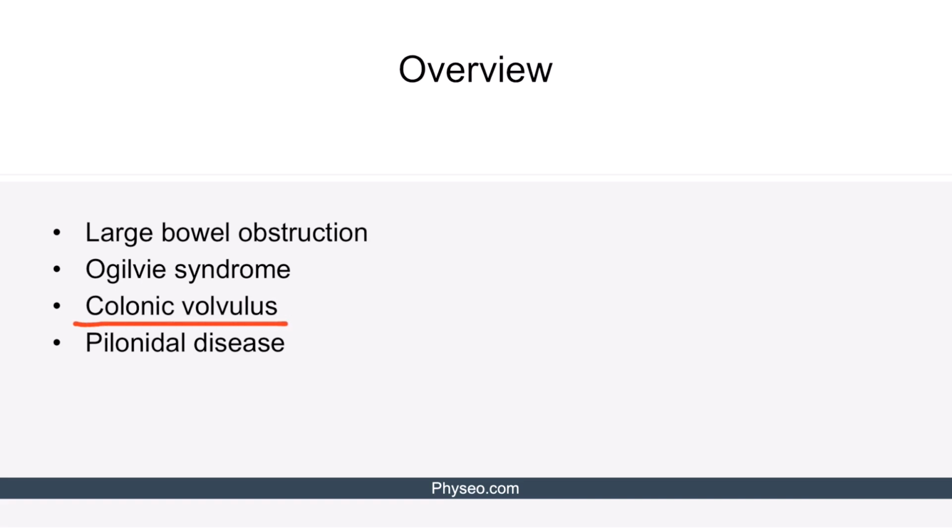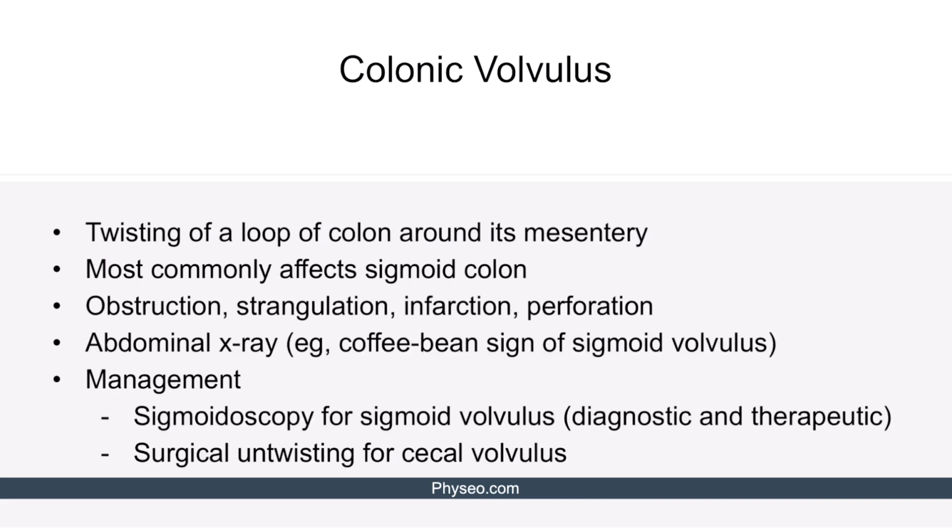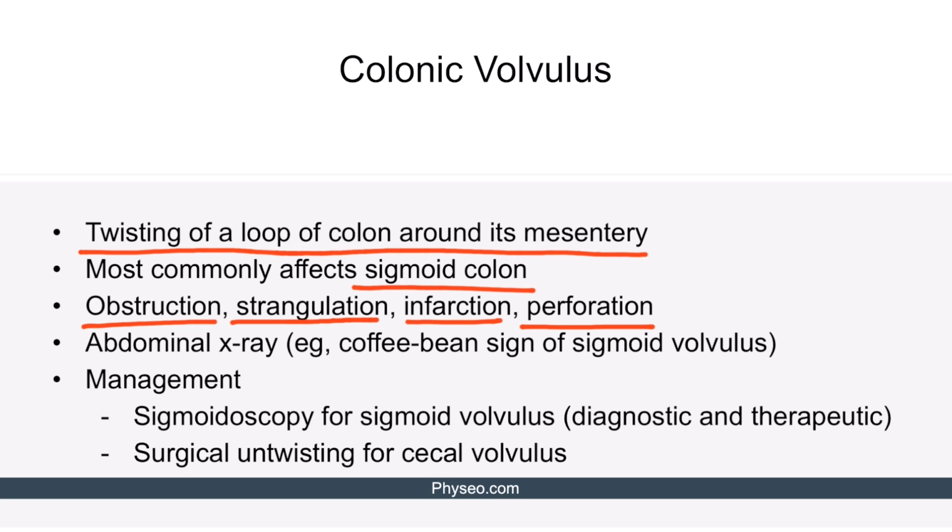Now we discuss colonic volvulus. Colonic volvulus is characterized by twisting of a loop of colon around its mesentery. This most commonly affects the sigmoid colon and presents as large bowel obstruction. This twisting of the bowel can also obstruct the blood supply, resulting in strangulation of the bowel. This may result in infarction and/or perforation of the bowel wall. Sigmoid volvulus is classically seen on an abdominal x-ray as a coffee bean sign.